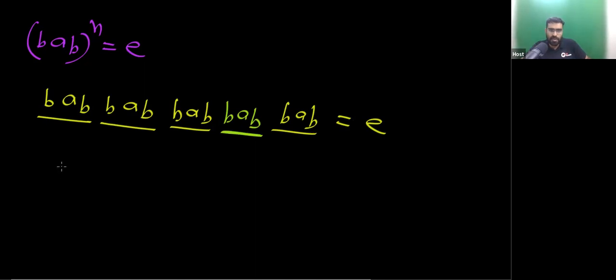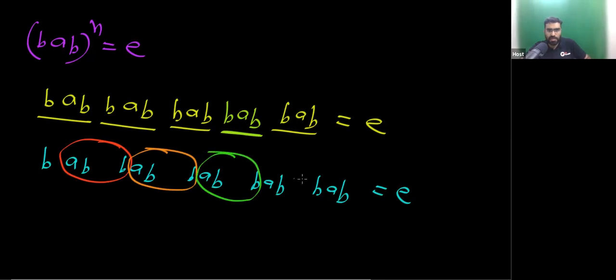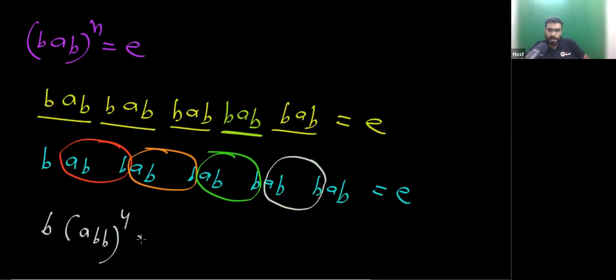Now, can you notice this same thing? Can I write it like this, that you are getting ABB in between, right? Yes or no? Agree? Here, BAB, BAB, BAB, BAB, BAB, that is equal to E. But in between, you are getting ABB, again and again. So how many ABB did you get? You got ABB power 4, AB.